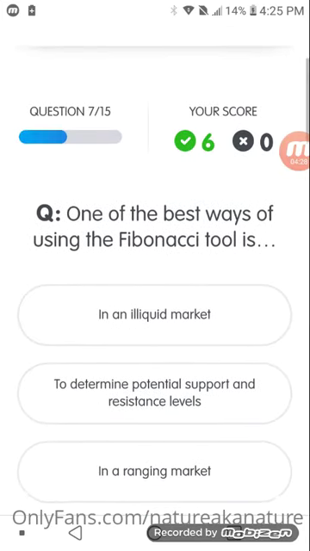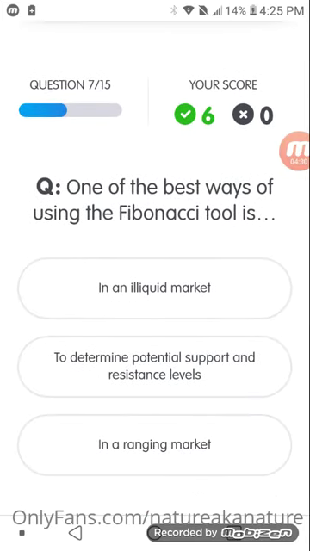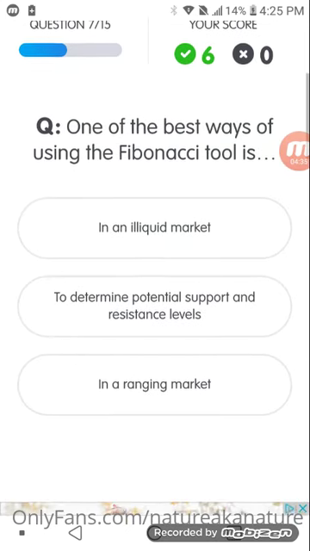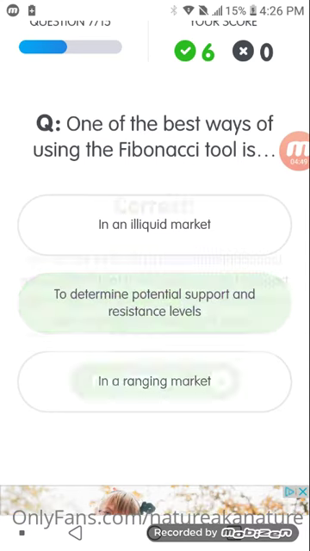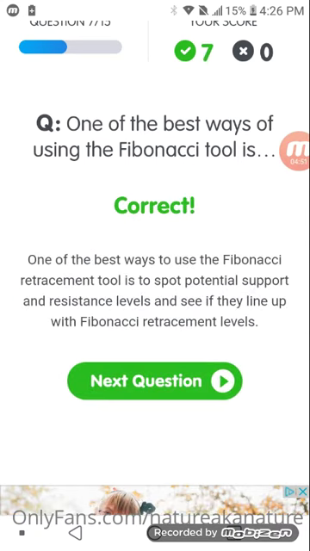One of the best ways of using the Fibonacci tool is in a ranging market, to determine potential support and resistance levels. That's what Fibonacci tools are for. It is one of the best tools to determine when to get in the market at a potential support or resistance level. So one of the best ways to use the Fibonacci retracement tool is to spot potential support and resistance levels to get in.